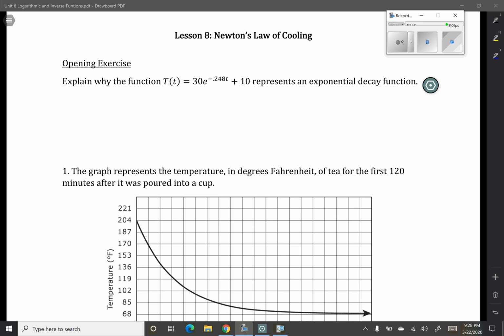So first, the opening exercise question asks us to explain why this equation represents exponential decay. So I'll give you a minute to try that. All right, and then we'll see if you come up with the same answer that I have.